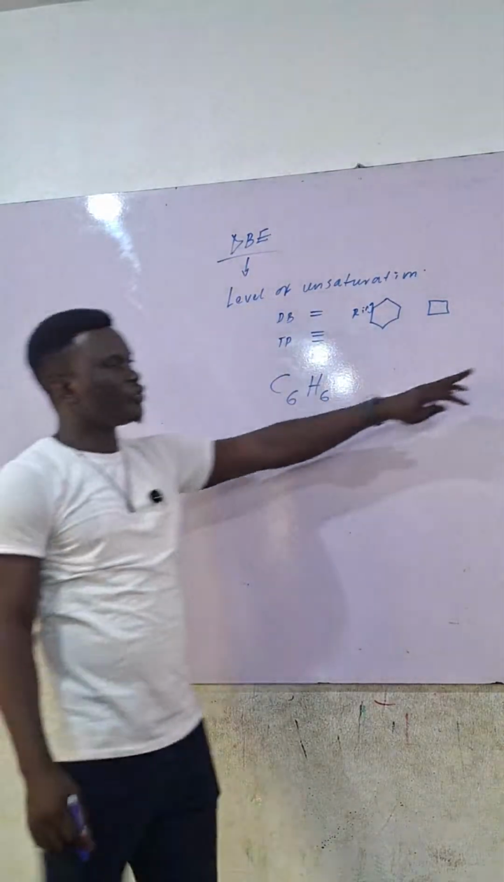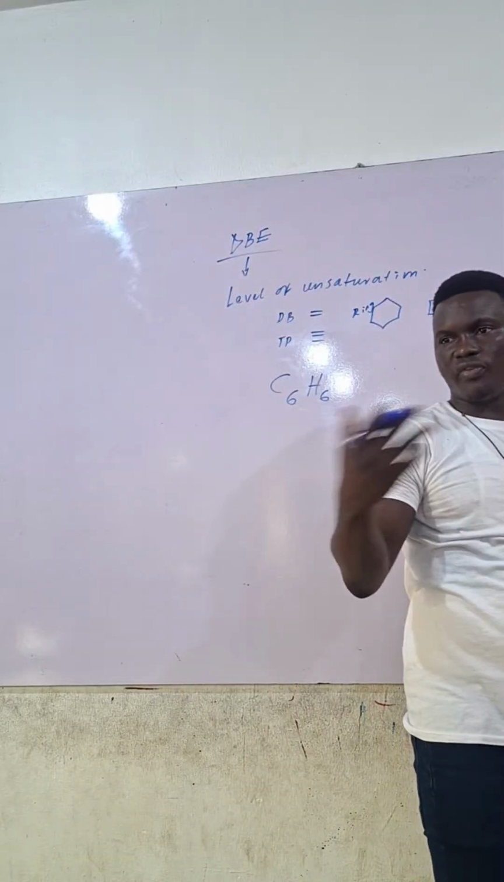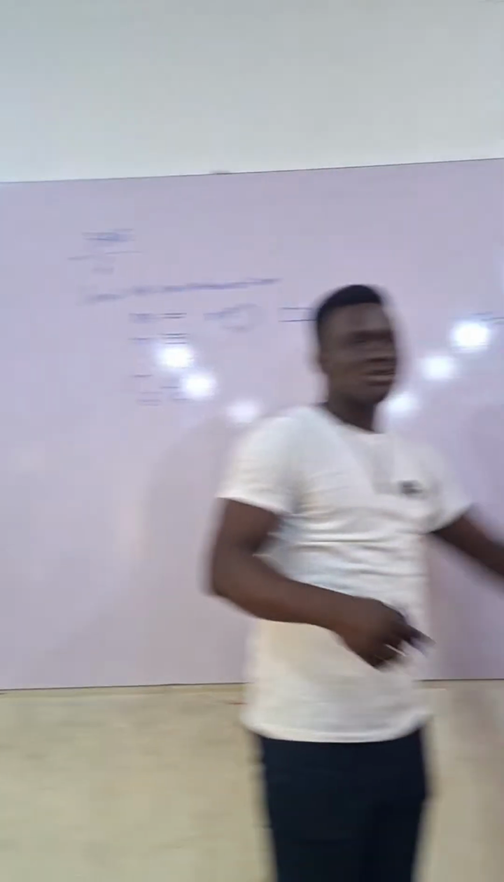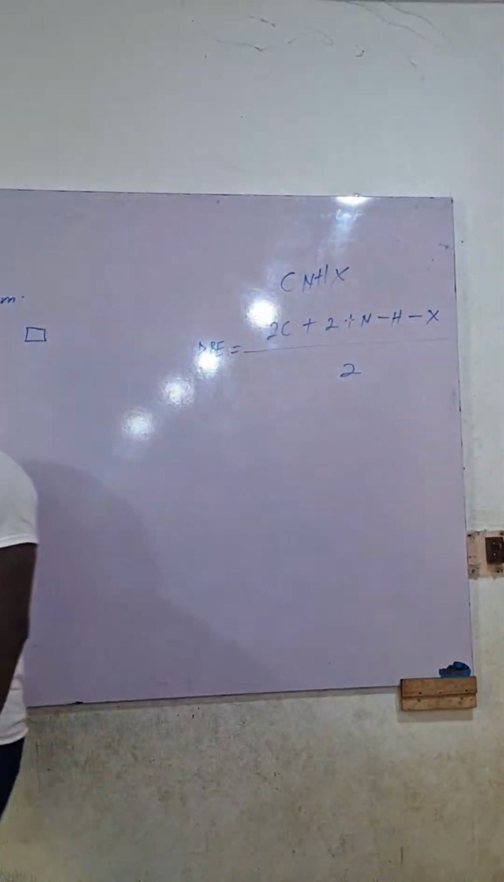For this now, this is the formula. C represents the number of carbon, N represents the number of nitrogen, H represents the number of hydrogen, and X represents the number of halogens you can have.